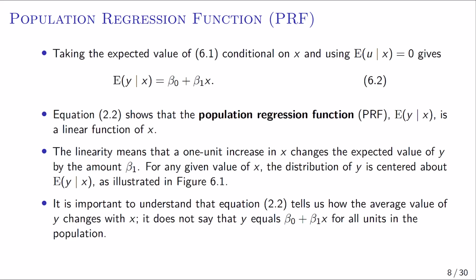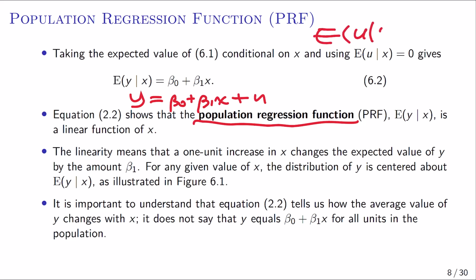The first part, you can see this so-called population regression function. Compared with 6.1, we get rid of the u term, the error term. How could we get rid of the error term? Because that's exactly from the assumption that the conditional expectation of u given x is 0. You take that as 0, then only this part is left.